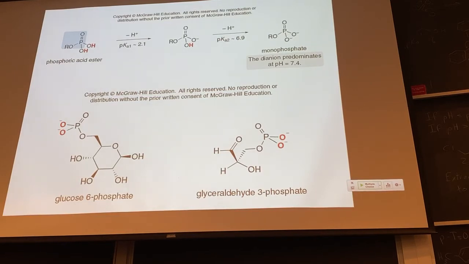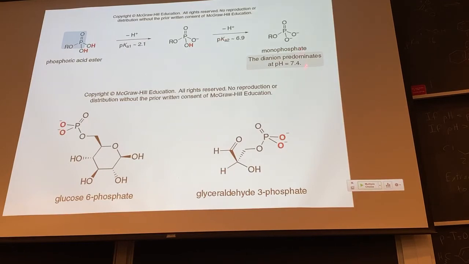But if we're looking at phosphoric acid esters, these are a couple of common ones: glucose 6-phosphate, glyceraldehyde 3-phosphate. We'll encounter these molecules later on in the class when we study metabolic pathways. But what we see when we look at their structures is they're typically drawn with 2 negative charges as the dianions. And that is going back to the Henderson-Hasselbalch equation.